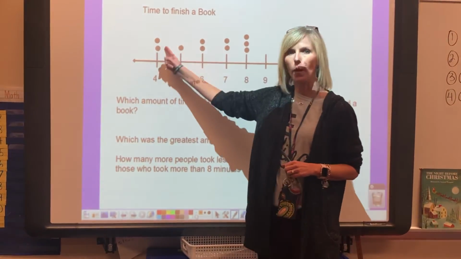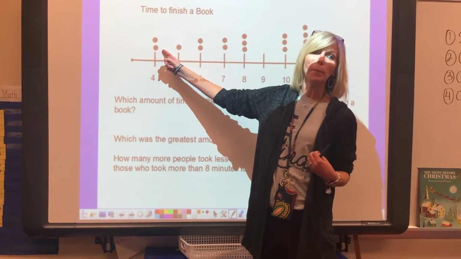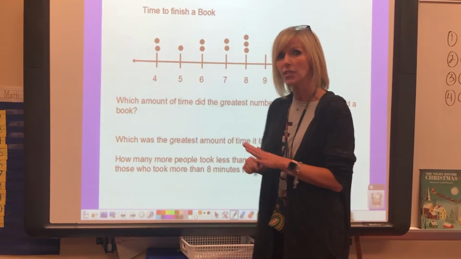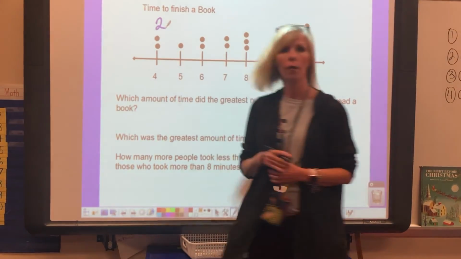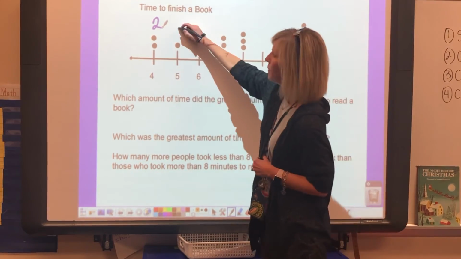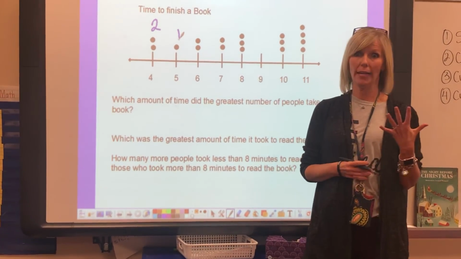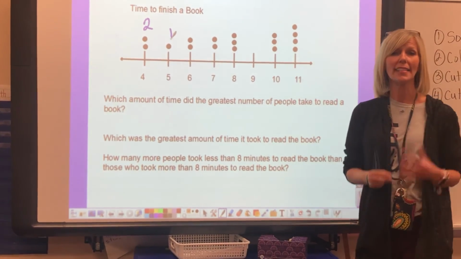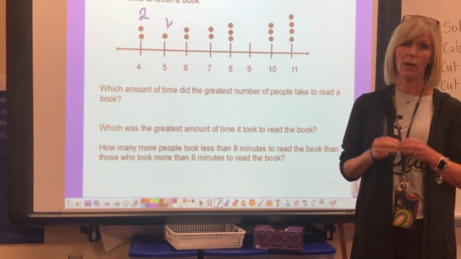The dots represent the number of people that finished the book in 4 minutes. So in 4 minutes, 2 people finished a book. 1 person finished their book in 5 minutes, and so on. Again, you will be asked the same types of questions.